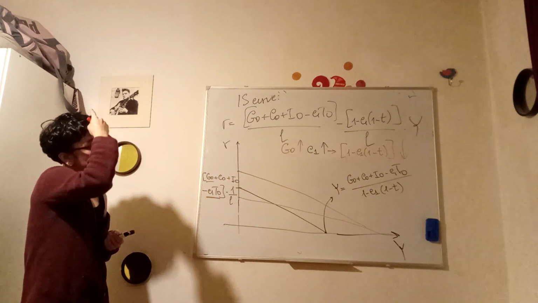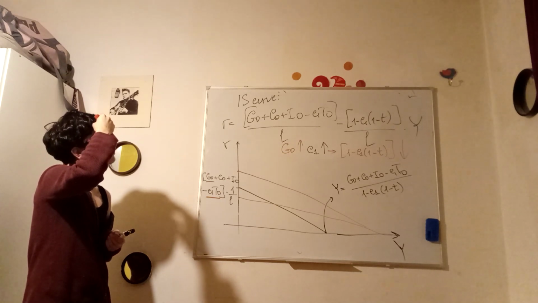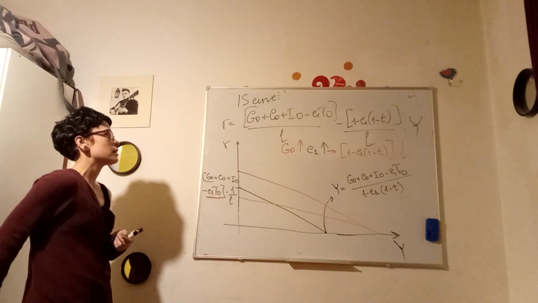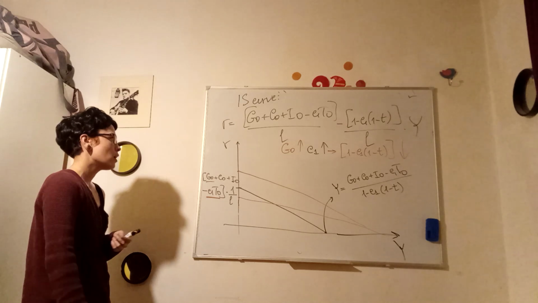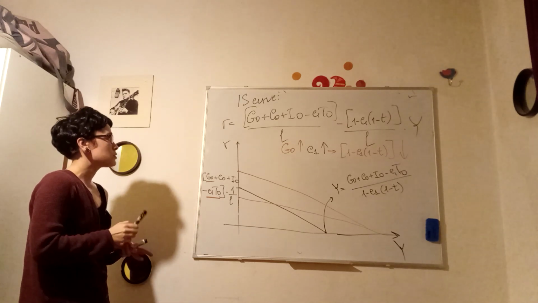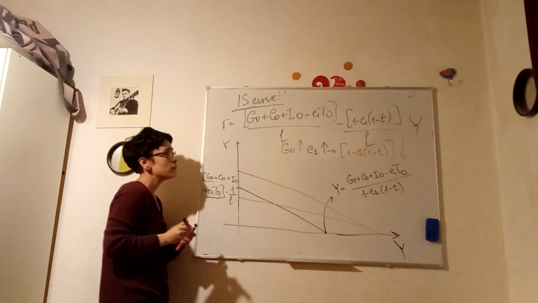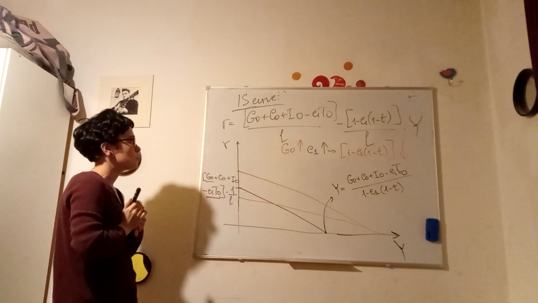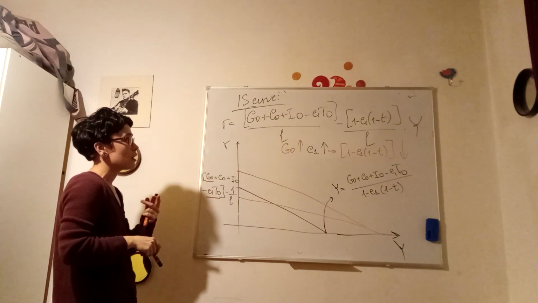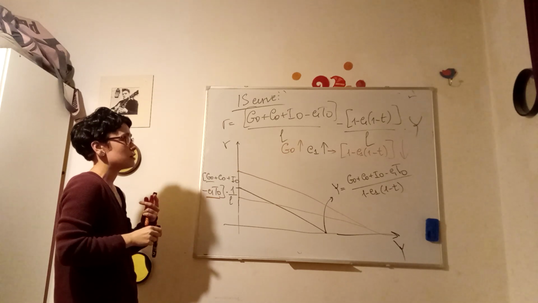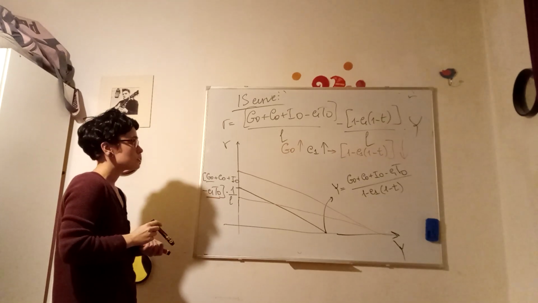So I believe that's it when it comes to the very basic idea behind the IS curve. Just keep in mind that this is not the end of the story. It is a part of the IS-LM model, and the LM curve will be discussed in the next tutorial when we start analyzing the money market.